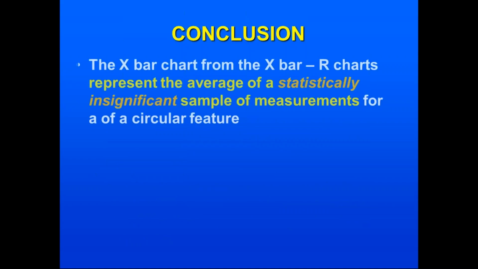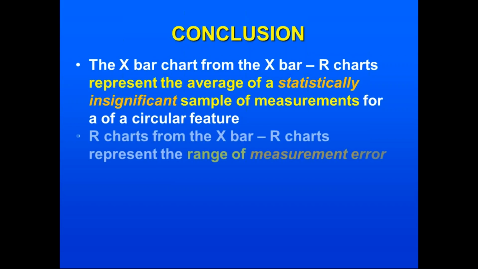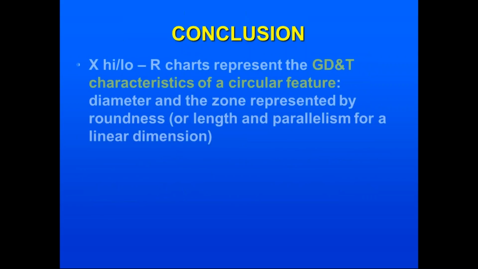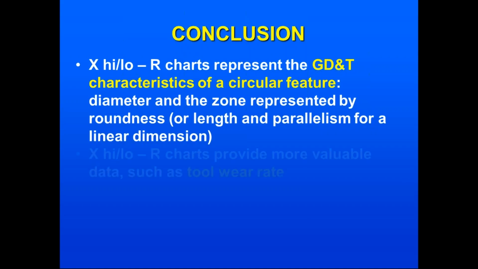The X-bar chart from the X-bar and R charts represents the average of a statistically insignificant sample of measurements of a circular feature or of a length. R charts from the X-bar and R charts represent the range of measurement error. Control limits are calculated using statistics for the wrong distribution, the normal distribution. The X high low R charts represent the GD&T characteristics of a circular feature. Think about it. You have the diameter and the zone about the diameter that you are charting. You are actually charting the GD&T of that feature. Can you imagine how powerful of a tool that would be and what you're going to learn from that?